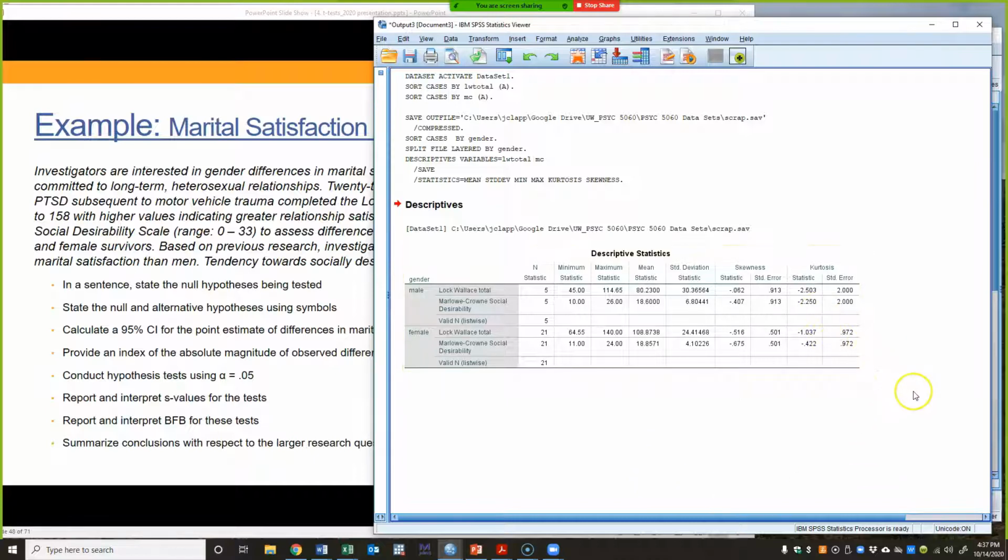Erica, let's stick with you. What about looking at skew and kurtosis values? Is there anything you're seeing that would suggest severe violations of normality across scores in men or women here? No. Yeah. What are my largest absolute values here?